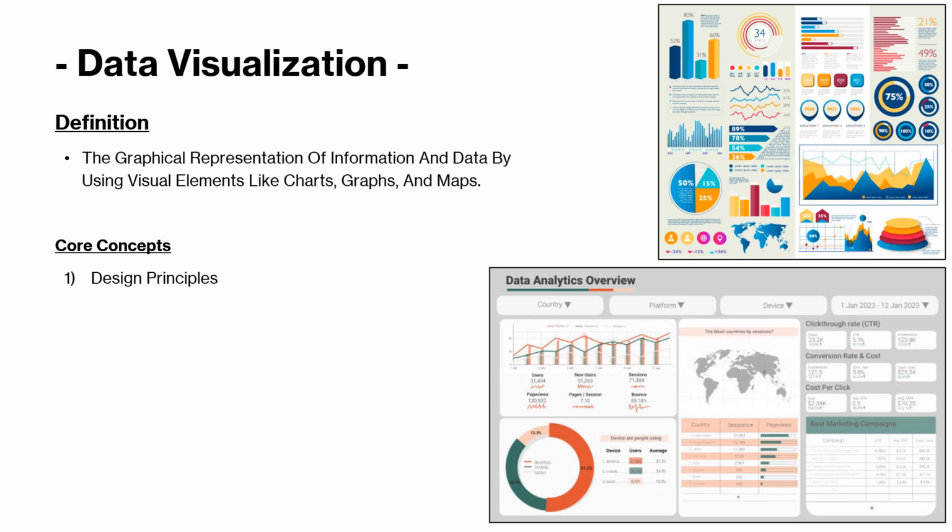So effective visualizations follow principles like clarity, simplicity, and relevance to assure that the audience can easily interpret the data that they're seeing. Types of visualization, I think a lot of us are probably familiar with these. Bar charts, line graphs, scatter plots, heat maps, all different kinds of visual formats, really designed to serve a specific purpose, showing trends over time to reveal distributions and relationships to one another.